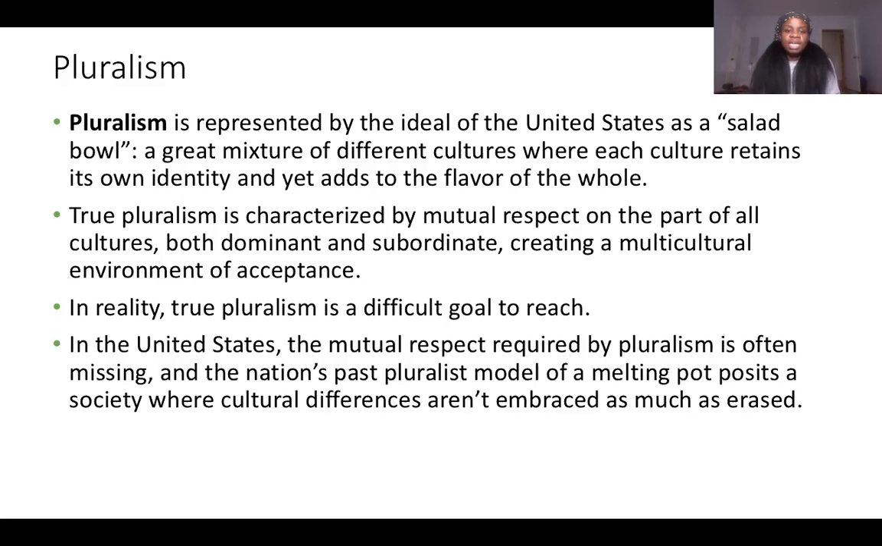True pluralism is characterized by mutual respect on all parts of the cultures, both dominant and subordinate, creating a multicultural environment of acceptance. In reality, true pluralism is difficult to reach. We're living in that. In the United States, the mutual respect required by pluralism is often missing, and the nation's past pluralist model of a melting pot posits a society where cultural differences aren't embraced as much as erased.